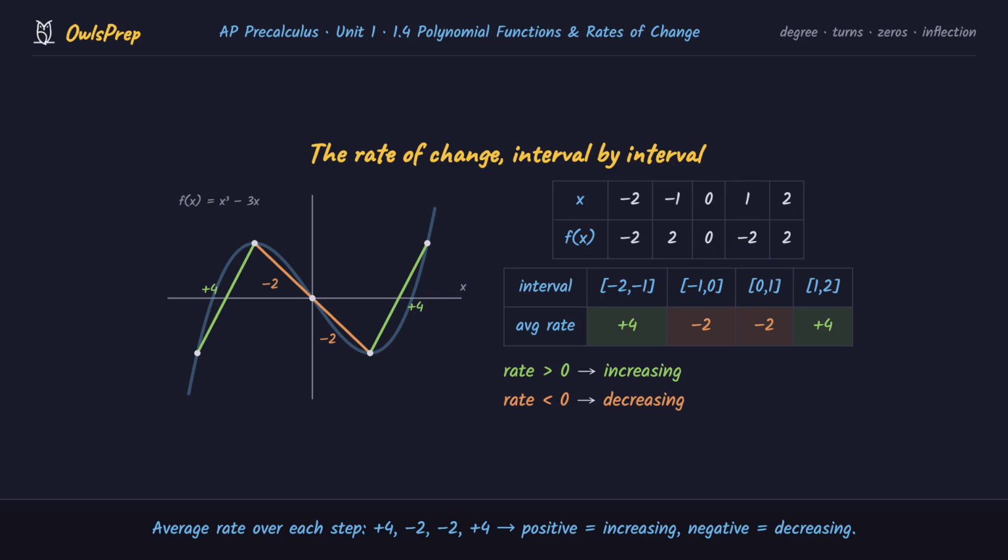Now the sign is what carries the meaning. A positive rate means the function is increasing, a negative rate means it's decreasing. Plus, minus, minus, plus. So the graph goes up, then down across the middle, then up again.